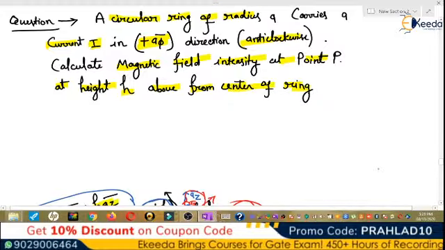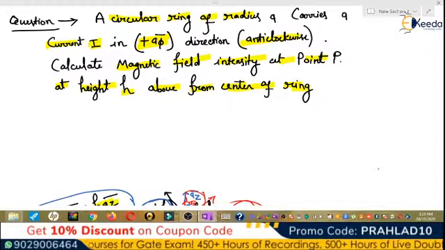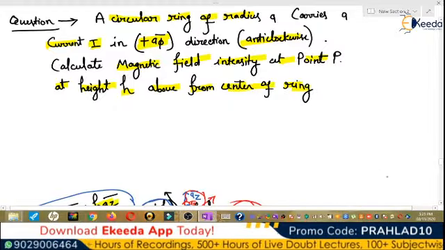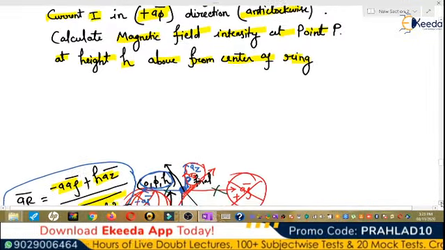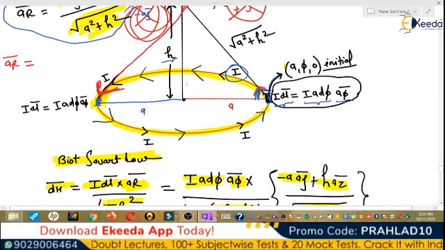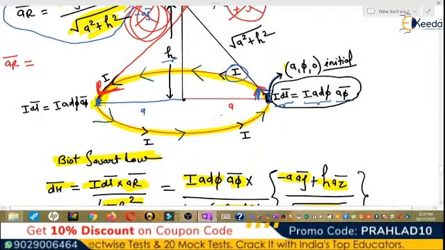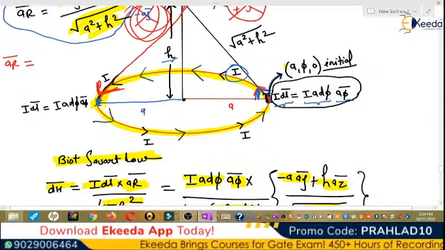Now the next question is, a circular ring of radius A carries current I in a_phi direction, which is anti-clockwise direction. Calculate magnetic field intensity at point P at height h above from the center of the ring. So the question is, a circular ring is given, which is carrying current I in the anti-clockwise direction, and we will take one current carrying element here, which is dl vector, and dl vector is I A d phi a_phi vector.